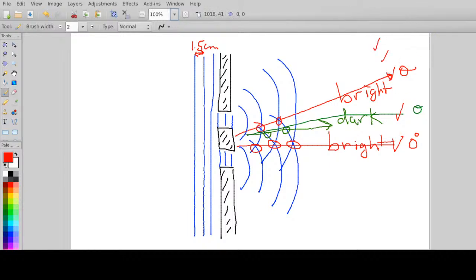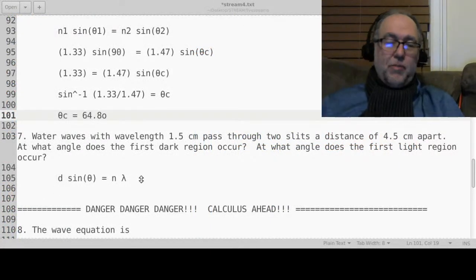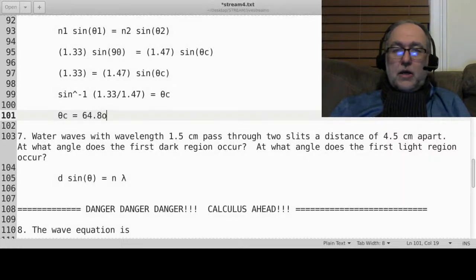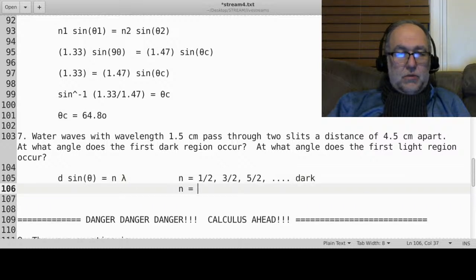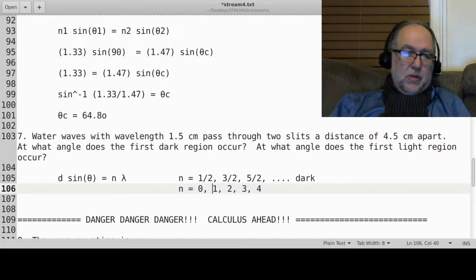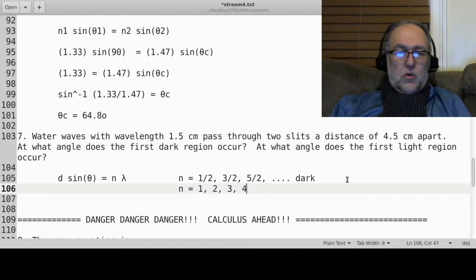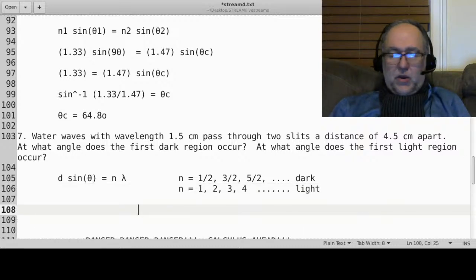So you get these stripes of bright and dark, and you ask, at what angle do they occur? There's the formula that tells you. The dark occur at angles where n is equal to a half, 3 halves, 5 halves, and so on. And the light occur at n equal to 1, 2, 3, 4. I guess I should say 0, 1, 2, because 0 is always there, but it's the middle one. All those are the light. A little bit of a repeat of the theory, but there we go.